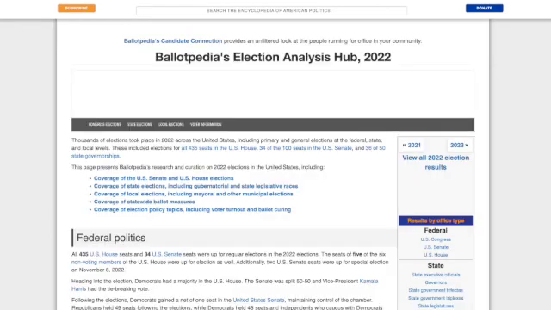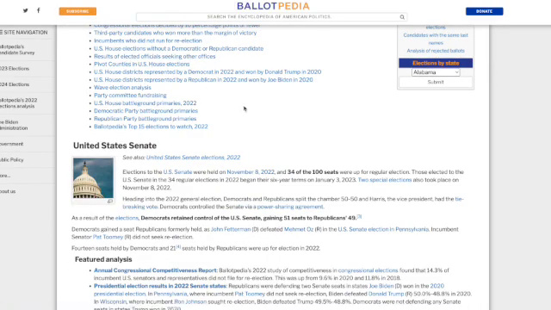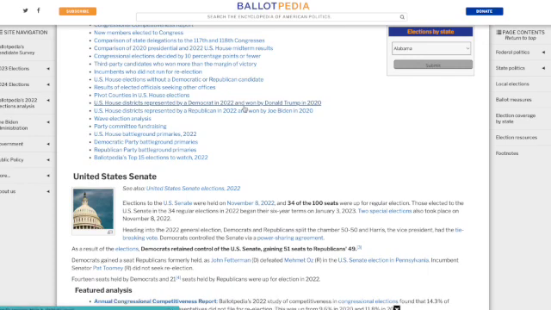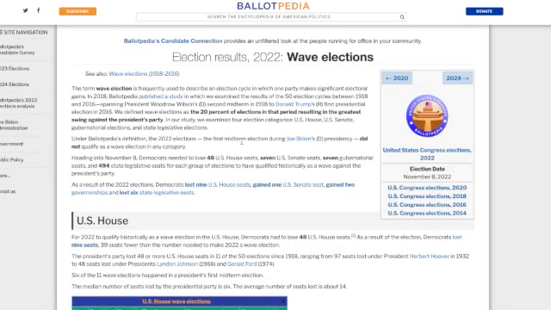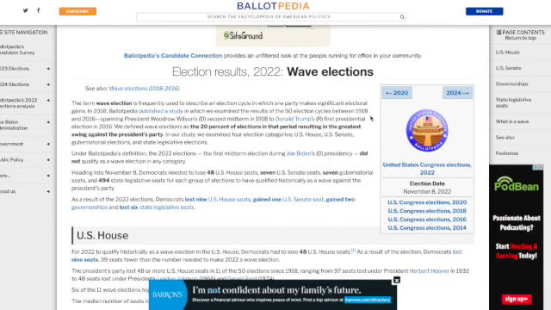So let's go back. Where is it? Oh, wave and election analysis. This is another really cool part of Ballotpedia. And again, they have an analysis and predictions of whether or not there'll be a red wave or a blue wave for the different election years. And they only do even election years for the midterms and then obviously the presidential election.